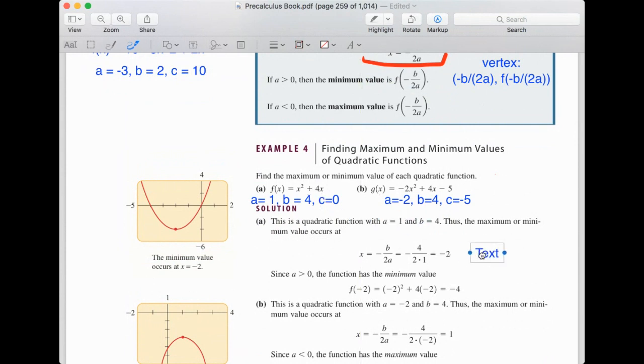So we see the vertex here. It's a point. X value is -2. Y value is -4. So that's this point. That's this minimum point. X value is -2. Y value is -4.